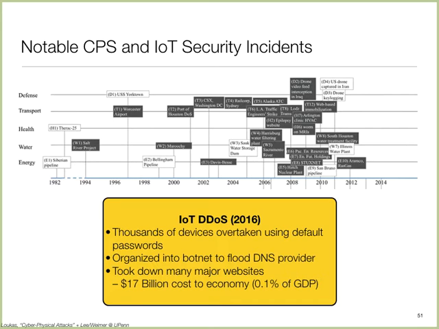In this particular case, after having taken it over, they mounted a denial of service attack on a DNS provider. Essentially, all these devices simultaneously sent a DNS request, domain name service request, to a DNS provider, brought that down, and therefore it caused an outage. This was, I think, in the Northeast. Okay. So 17 billion cost to the economy.